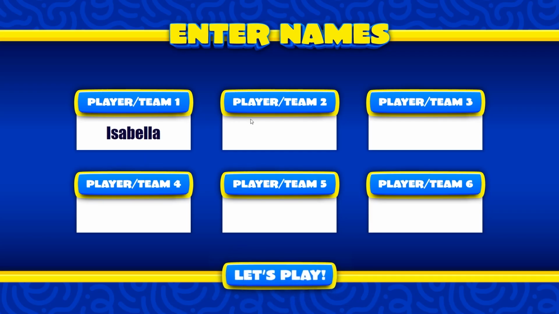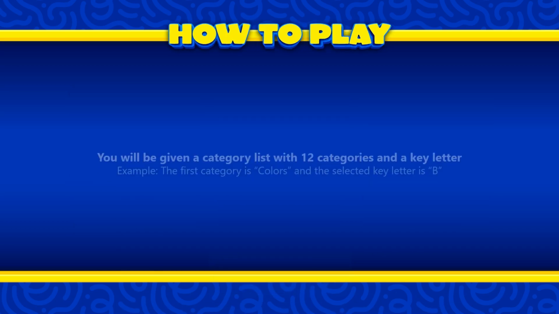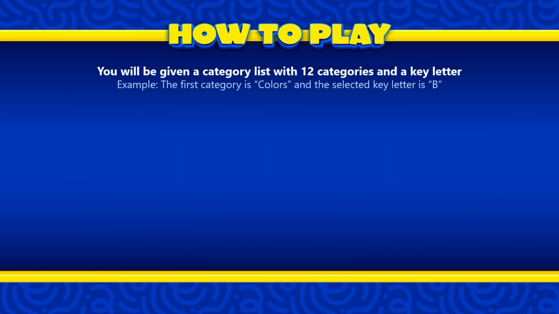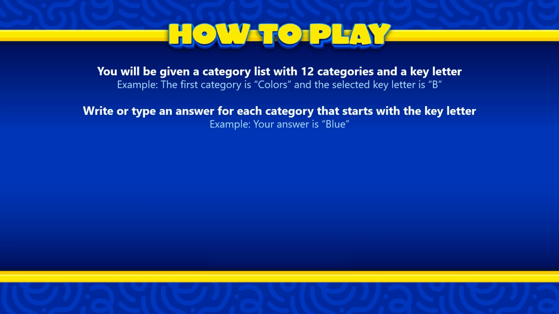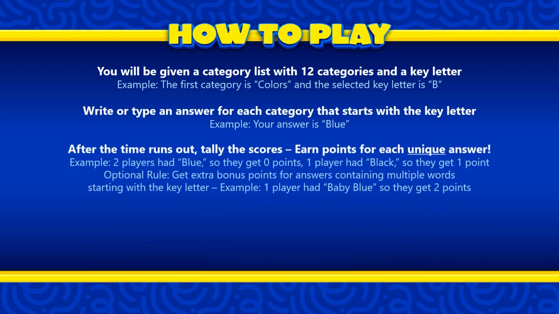The first slide lets you enter the player or team names. Simply type the names in for 2 to 6 players, and then click Play. The game starts with instructions on how to play. You will be given a list of 12 different categories along with a key letter.